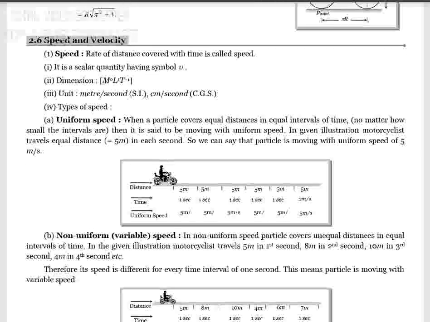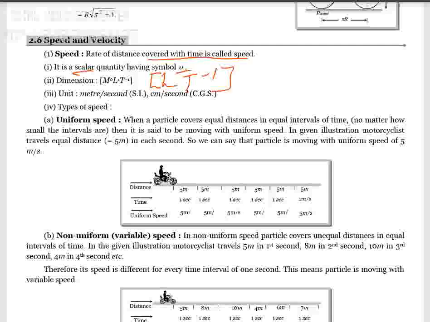Now speed and velocity. Speed is the rate of distance covered with time. Therefore speed is dependent on distance, and since distance is scalar, speed is also a scalar quantity. The symbol is v, and the dimension of velocity is L times T to the power of minus 1. The SI unit for speed is meter per second, but sometimes we can use centimeter per second and so on.